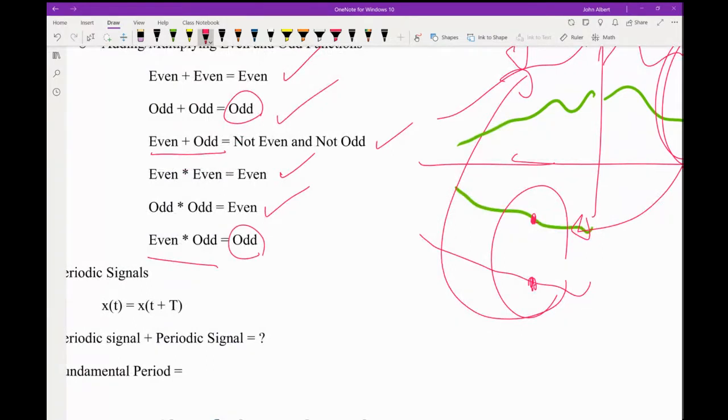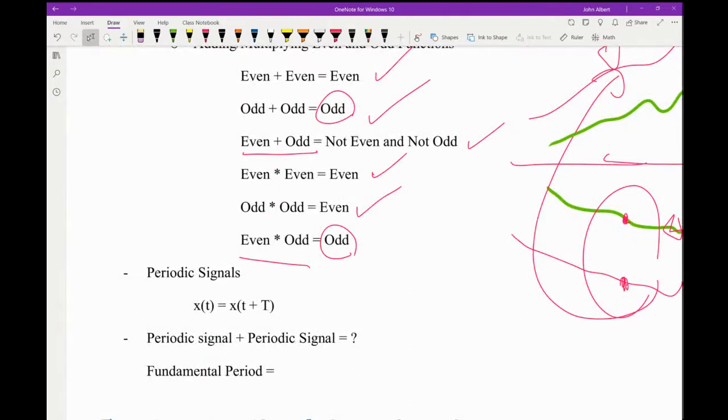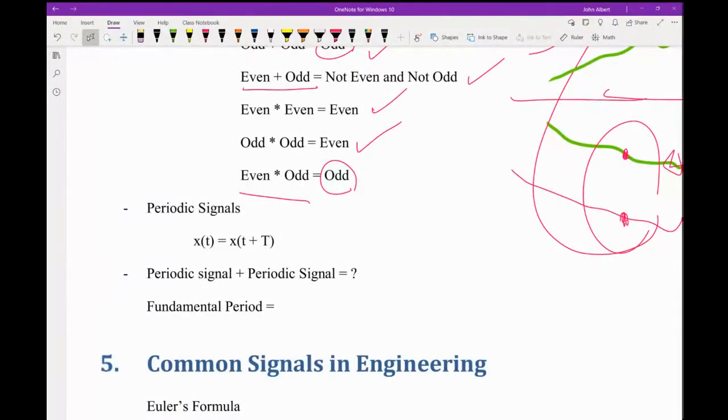Okay? So what remains for us in this topic is just something that hopefully will not take us a lot, which is basically periodic signals.